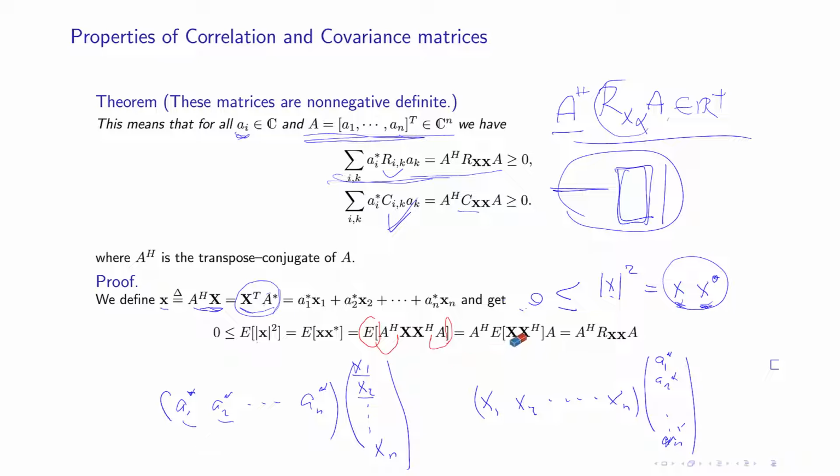And now, interestingly, this part is nothing more than Rxx, by the definition that we had in the previous video. So what we have proven is that this quantity is not only non-negative, but also real and non-negative, and this is true for all values of A, any complex vector. The proof is similar for the covariance matrix.